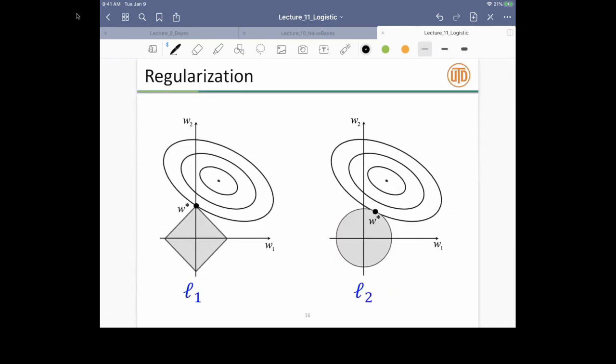Yeah, so this is another way of viewing it. Yeah, is it possible to use both at the same time? So actually that's a good question. And in fact, there are regularization schemes called L12 regularization.